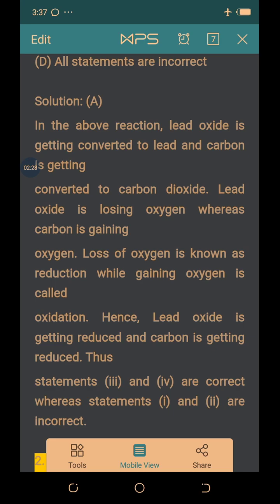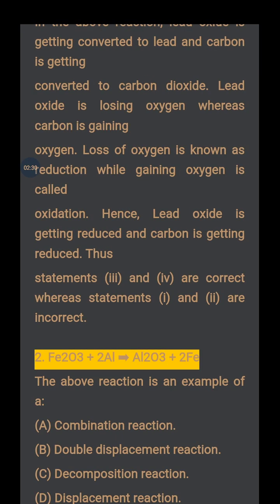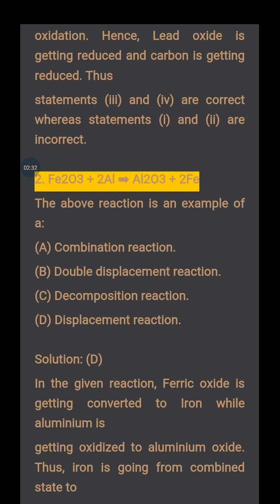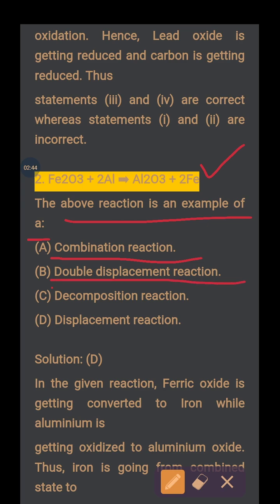Now, look at the other question. The other equation is Fe2O3 plus 2Al gives Al2O3 plus 2Fe. The above reaction is an example of: combination reaction, double displacement reaction, decomposition reaction, displacement reaction. So the right answer is displacement reaction.